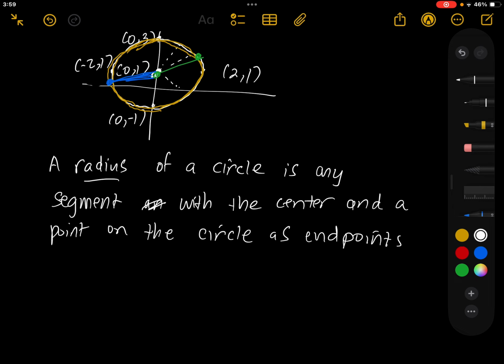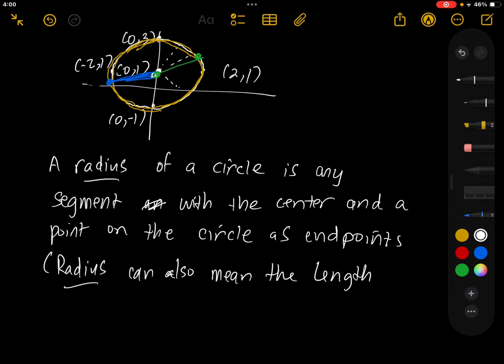But the word radius can also be a number. It can also mean the length of that line segment. And the length is a number, right? So in the example above, the radius of the circle is 2. So instead of the radius being a line segment, it's just 2. That's another way to use the word radius.